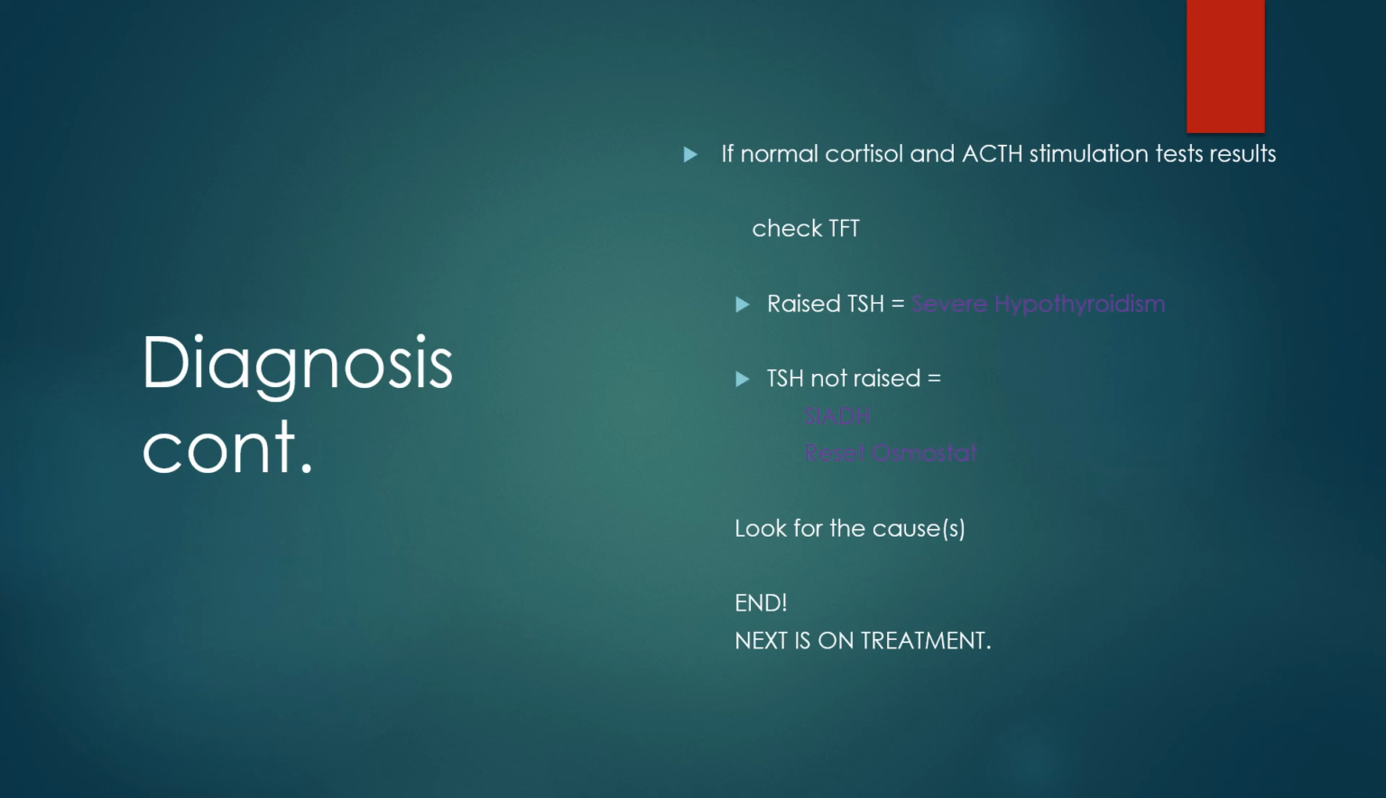But if the thyroid stimulating hormone level is not raised, then severe hypothyroidism is ruled out because subclinical hypothyroidism cannot give us hyponatremia that will be significantly and clinically important. So, TSH that is not raised here will be pointing to SIADH and reset osmostat. And we have to look for the cause or causes. And with that, I've come to the end of this presentation.